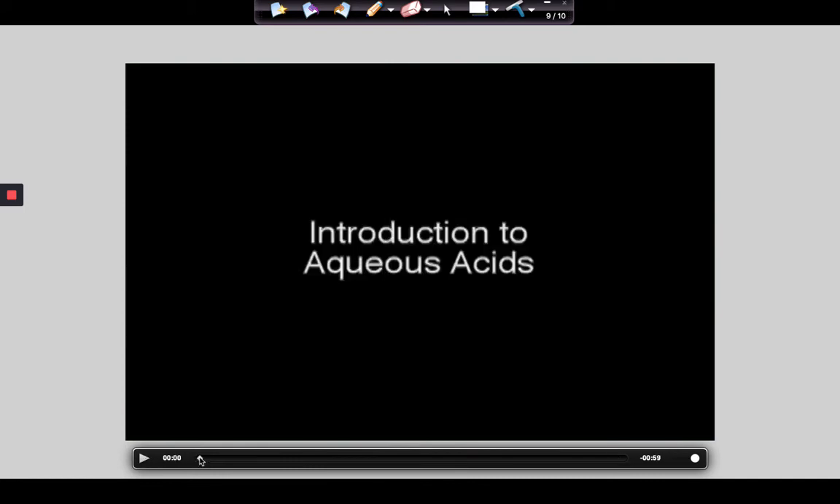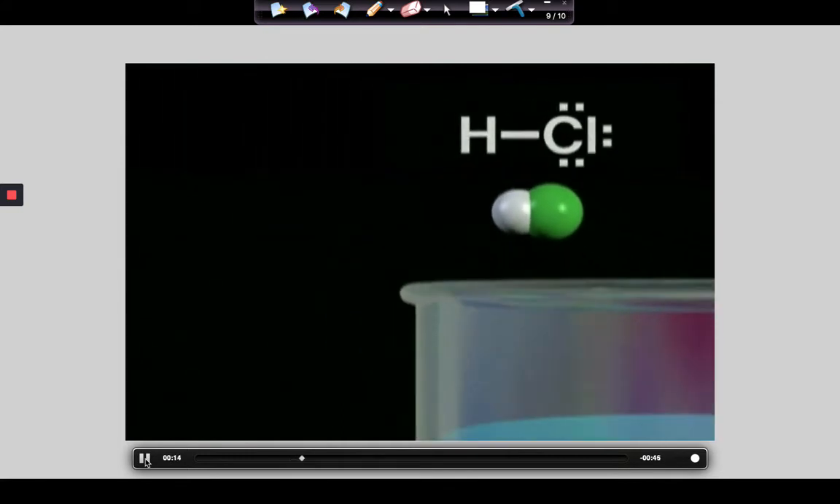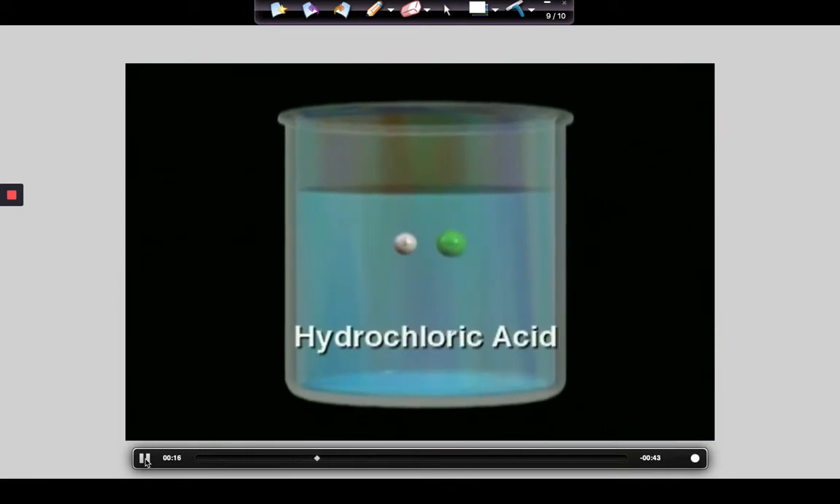Okay, so let's try this again. So going back to HCl. An acid is a substance that produces hydrogen ions when dissolved in water. Hydrogen chloride is an example of a common and important acid. When hydrogen chloride gas dissolves in water, it forms... Okay, so let's stop right there.